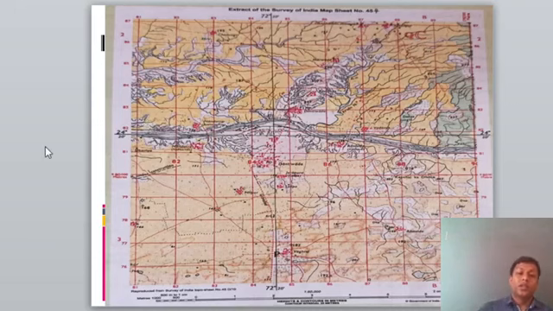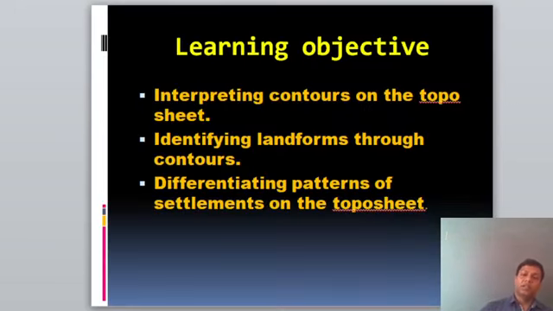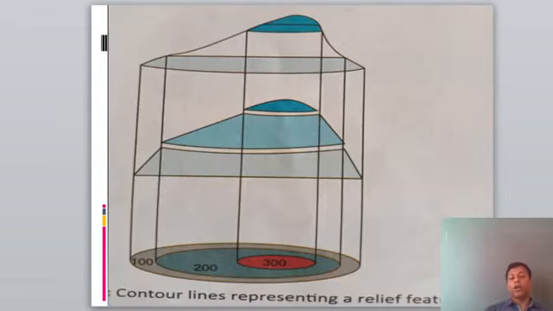Okay, so what is the learning objective of this chapter? Interpreting contours on the topo sheet. This is the learning objective, to understand what sorts of topographical sheet and what sorts of contour lines have been drawn. Identifying landforms through contours. Differentiating patterns, settlement on topo sheet. This is the learning objective of this chapter. Now we are going to contour lines representing relief features.